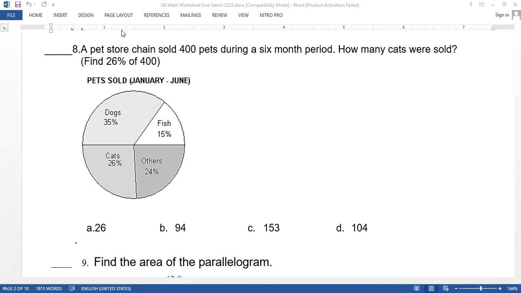And question number 8. A pet store chain sold 400 pets during a 6-month period. How many cats were sold? So we need to find 26% of 400. So we need to find the part. We have the percent. So we multiply 26 by 400 and we divide over 100.